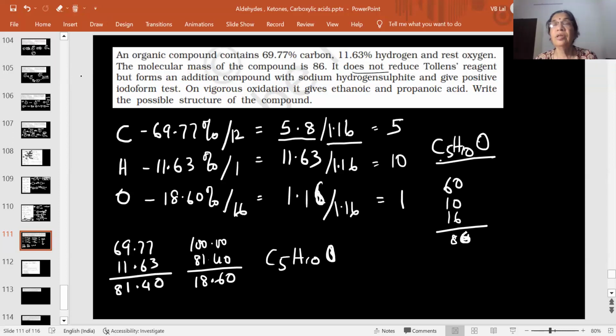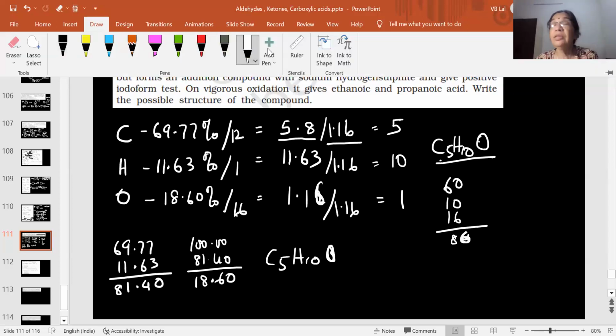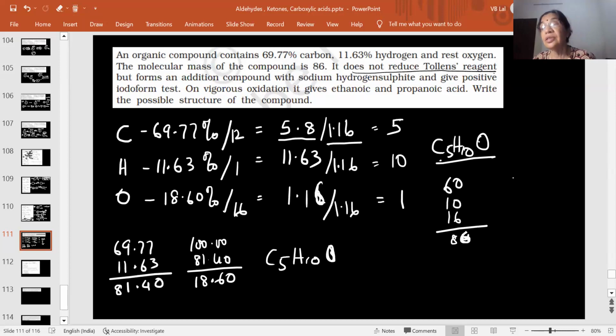It does not reduce Tollens reagent. What do you understand by that? That means it is a ketone. It is not an aldehyde, but it is a ketone. This formula is CnH2nO, so it is either an aldehyde or a ketone. So we know now what is it? It is a ketone because it does not reduce Tollens reagent.